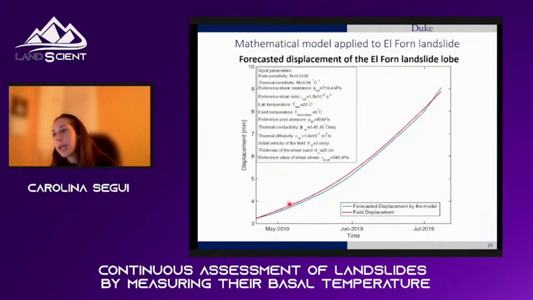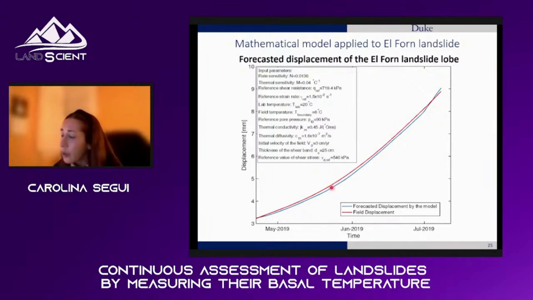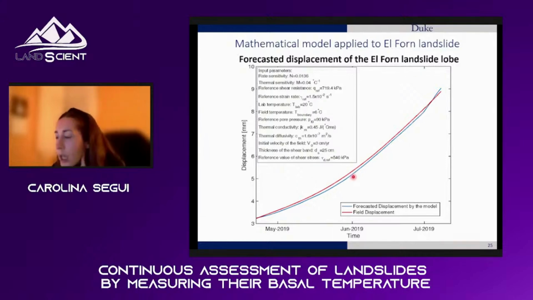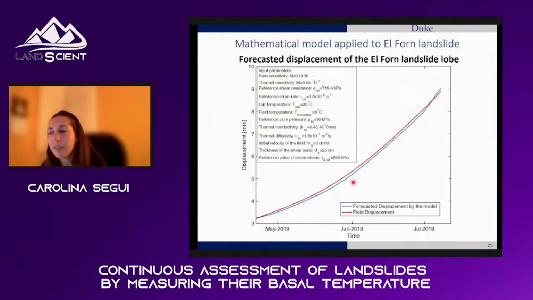Now, with all the values obtained from the inversion of the model, from the field, from the experimental test, we have here the field displacement in red, the cumulative field displacement from the extensometer that was installed, and we also calculated with all the values the forecasted displacement. And as we can see, we have a very good fit.